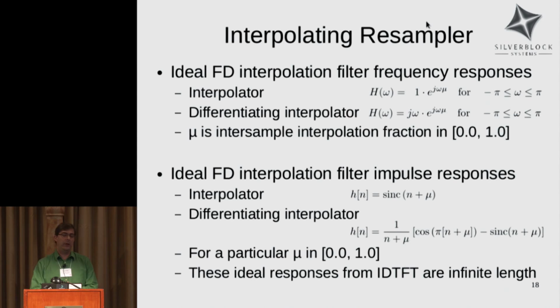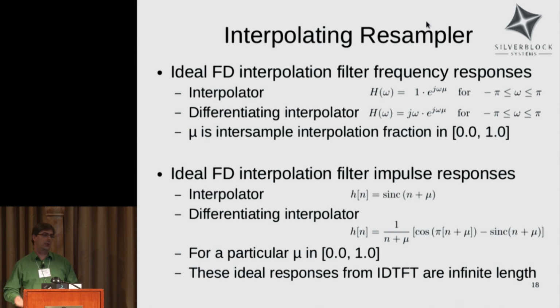So the ideal fractional delay interpolating filter is basically a frequency response of 1 modulated by a complex exponential to give you that shift in the time domain. And that complex exponential has an argument that is that intersample interpolation fraction between 0 and 1. And a differentiating interpolator has an ideal frequency response of j omega modulated by a complex exponential to give it that time shift.